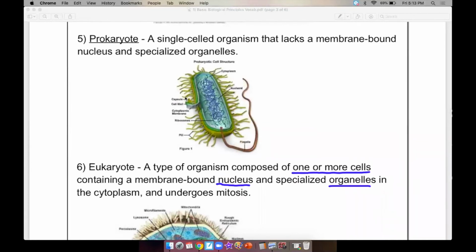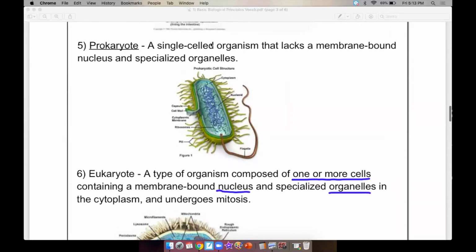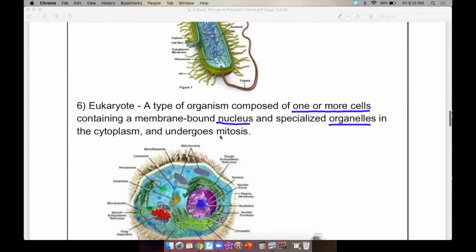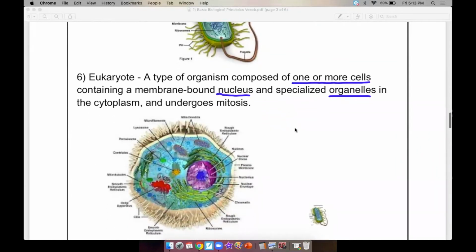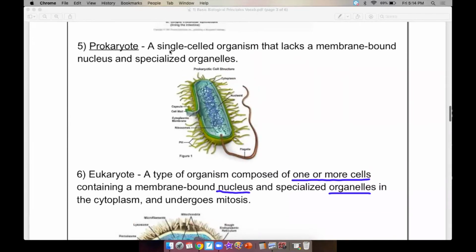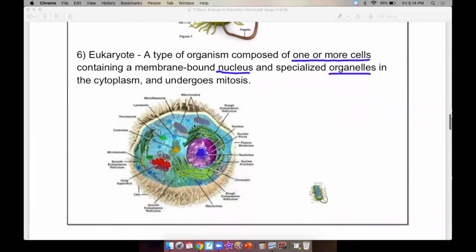Prokaryote is always single-celled. It's a single-celled organism that lacks a membrane-bound nucleus and specialized organelles. Meaning, it does not have a nucleus. It does not have organelles. It is single-celled. My favorite example is a bacteria. A eukaryote, a type of organism composed of one or more cells. One or more, meaning you can be single-celled and still be a eukaryote. Right? Prokaryotes are always single-celled, but not all single-celled organisms are prokaryotes.